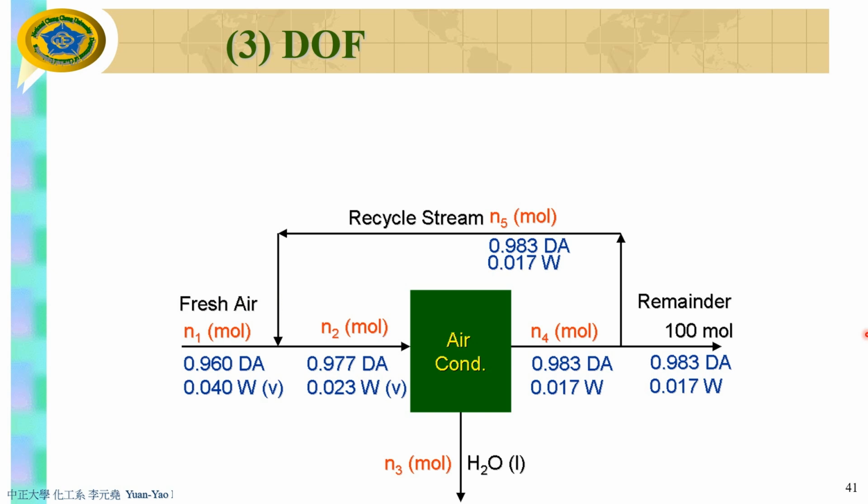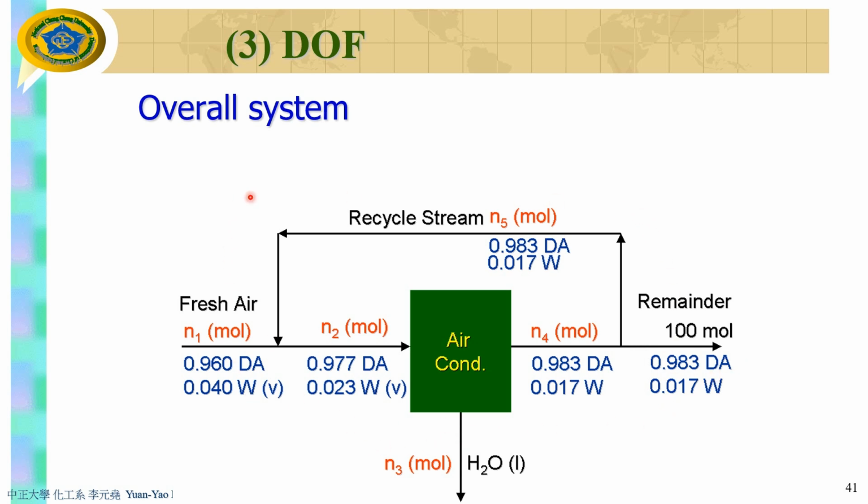Okay, so let's do the DOF. Let's do overall first. Always overall first. So how many inputs and how many outputs? Overall means that this recycled stream is inside the box, the hypothetical box. So how many input and how many output streams? 1 input stream and 2 output streams, right? This is 1 input stream. These are 2 output streams.